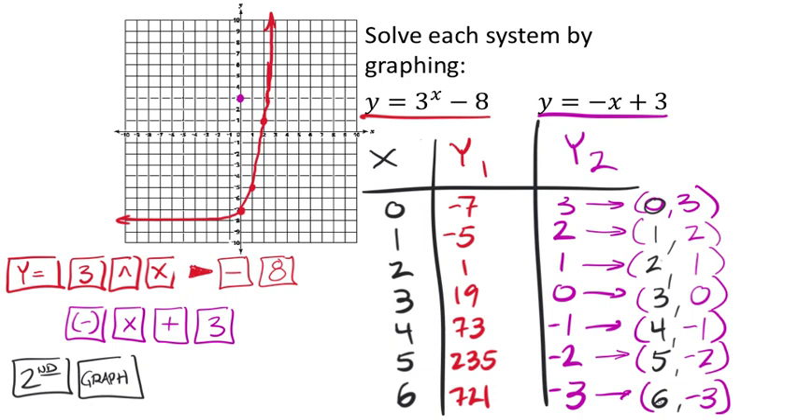We got (0, 3) already on the graph. We also have (1, 2). We have (2, 1), which is already on the graph in red. (3, 0). (4, -1). (5, -2), and (6, -3).